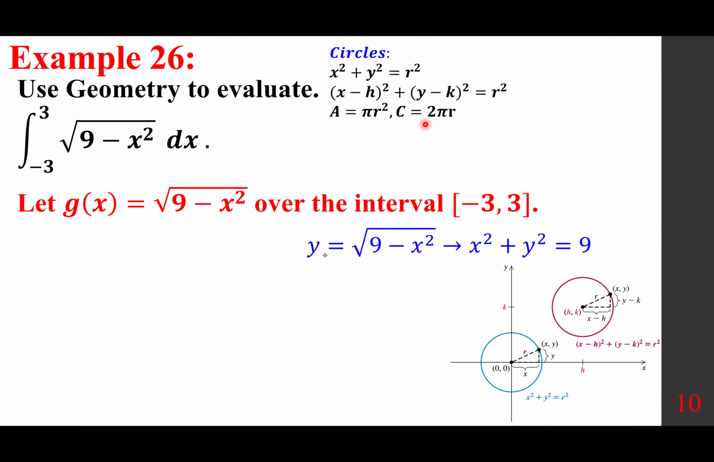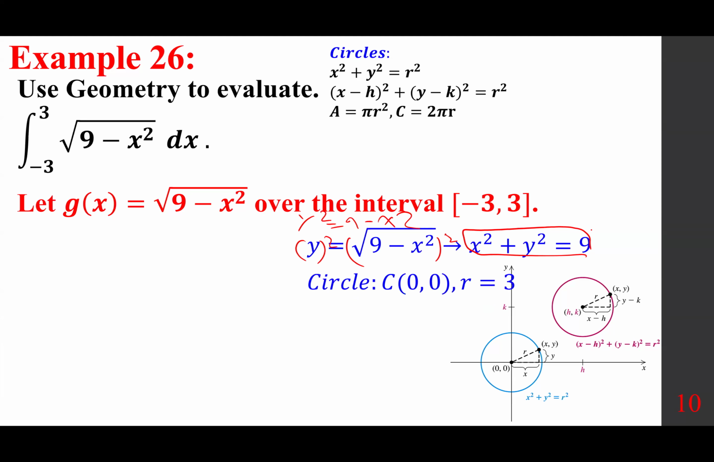So y equals square root of 9 minus x squared. I hope you realize if I square both sides, I get a circle centered at 0, 0 with the radius 3. And by the way, just reminding you, the top half is the one with the positive square root of 9 minus x squared. The bottom half has the formula with a negative in front of it.